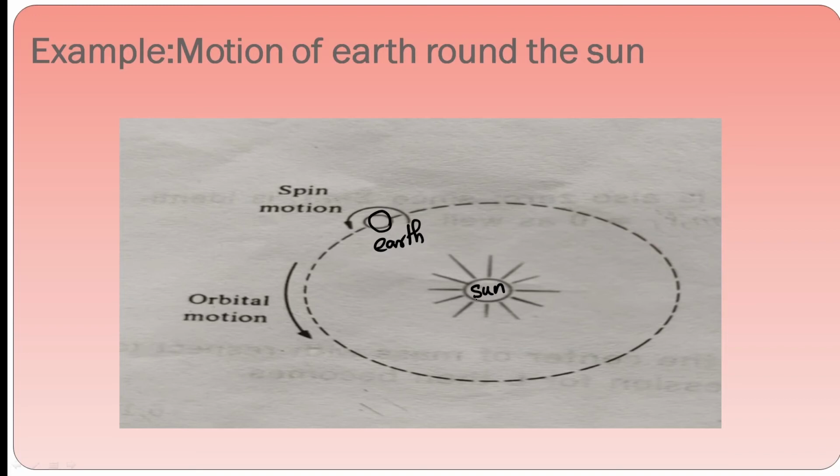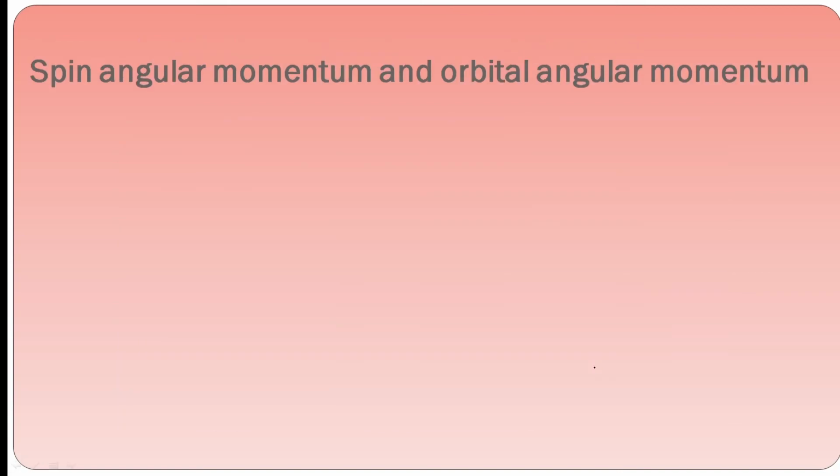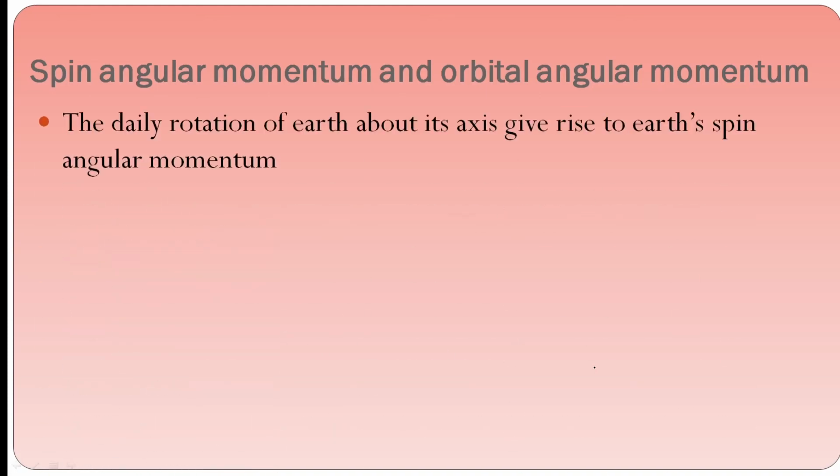Now we can calculate the angular momentum of earth with respect to the sun. To calculate angular momentum, it has two terms. One, the angular momentum due to self rotation, and the other, the angular momentum due to orbital motion. The first one we call the spin angular momentum, and the angular momentum due to orbital motion is called orbital angular momentum.